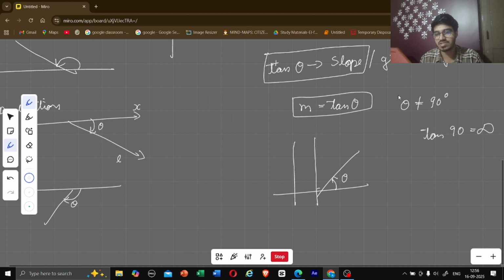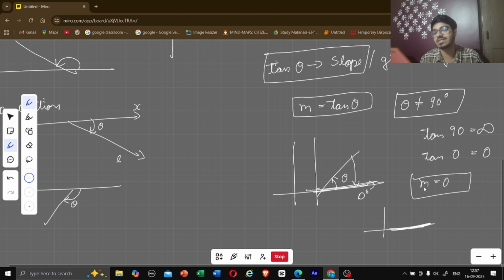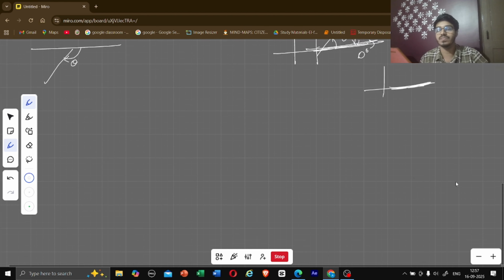And what if it becomes 0 degrees? How does it become 0 degrees? If this line comes and falls on the x-axis, it will become 0 degrees, right? So, what is tan 0? Tan 0 is 0. So, slope will be 0 when theta is 0. If this line L falls on the x-axis, slope m is equal to 0.